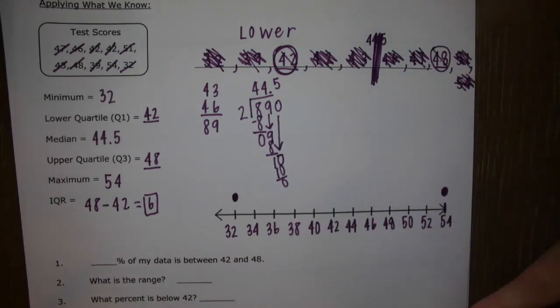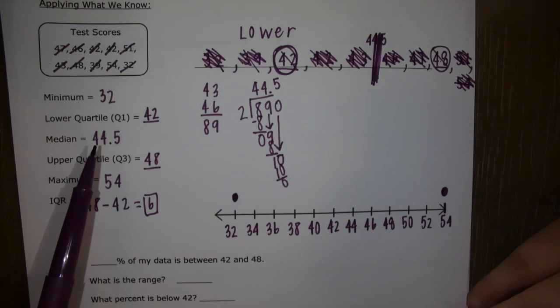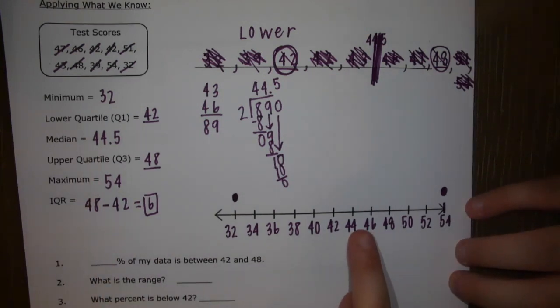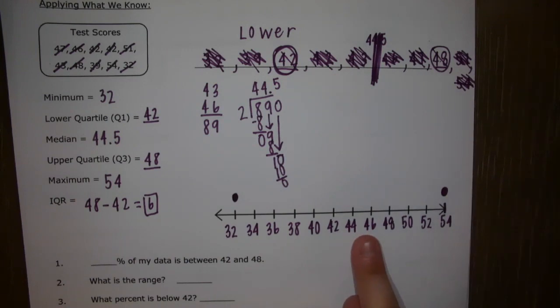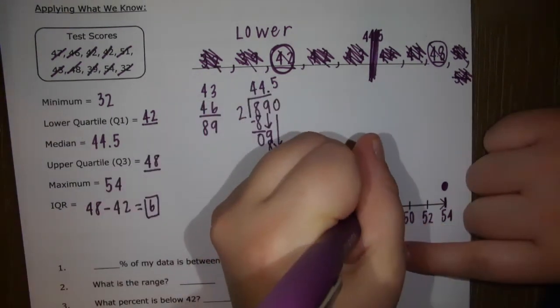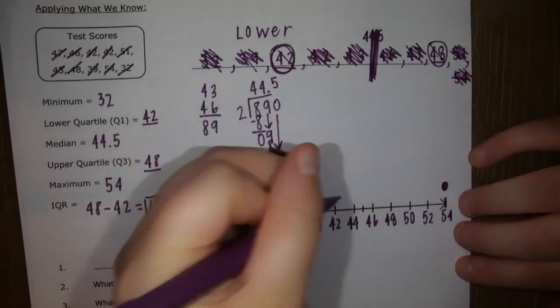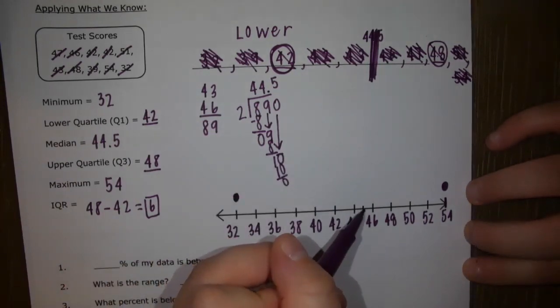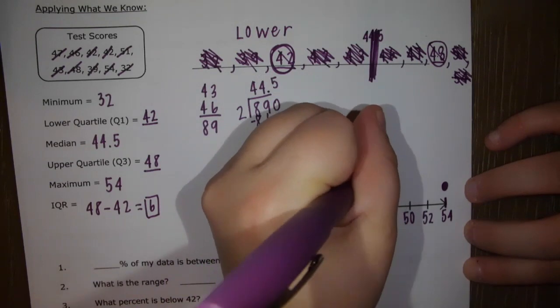Now I need to start with my median, 44.5. So 44.5 is not going to be exactly in the middle between 44 and 46, because exactly in the middle between those numbers would be at 45. So I'm going to place a 45 marker there, and I know 44.5 is going to be halfway between 44 and 45, and I'm going to draw a line there.